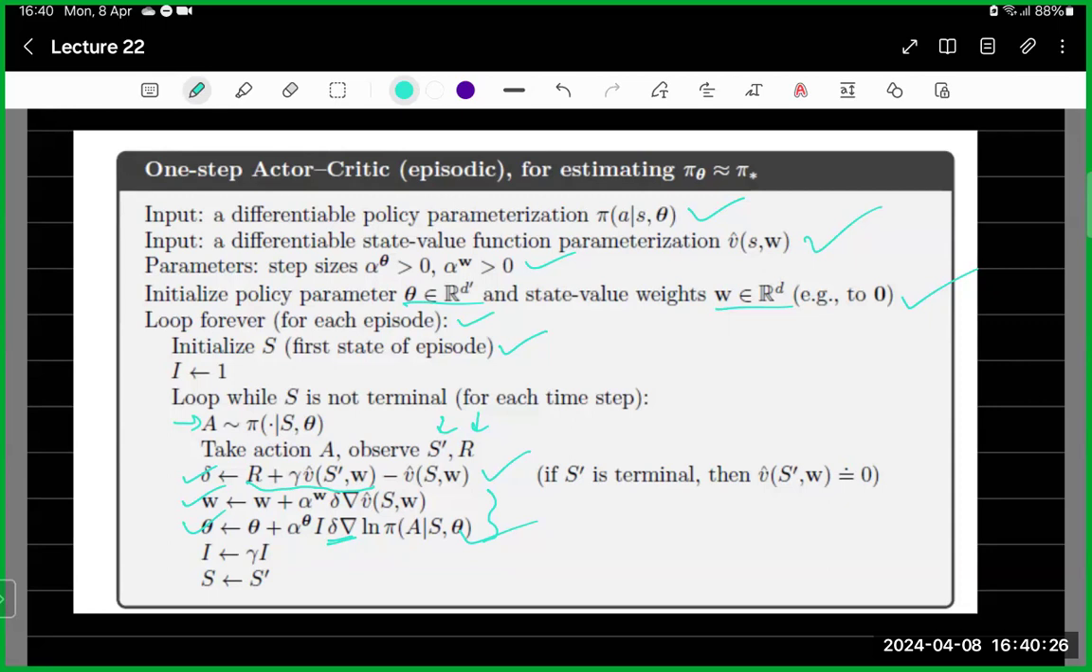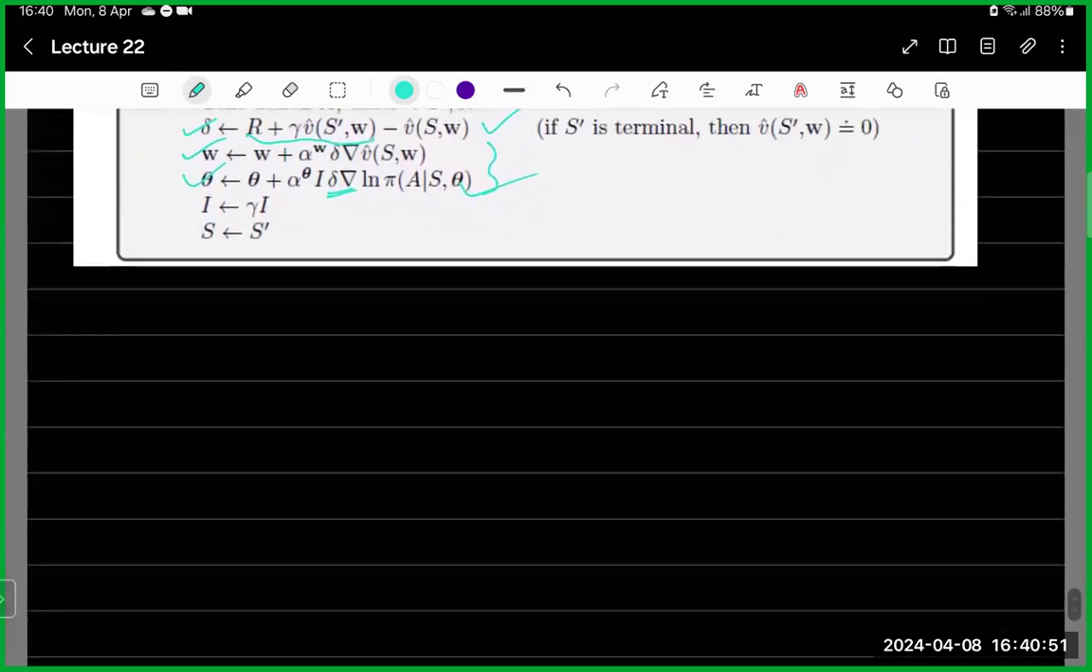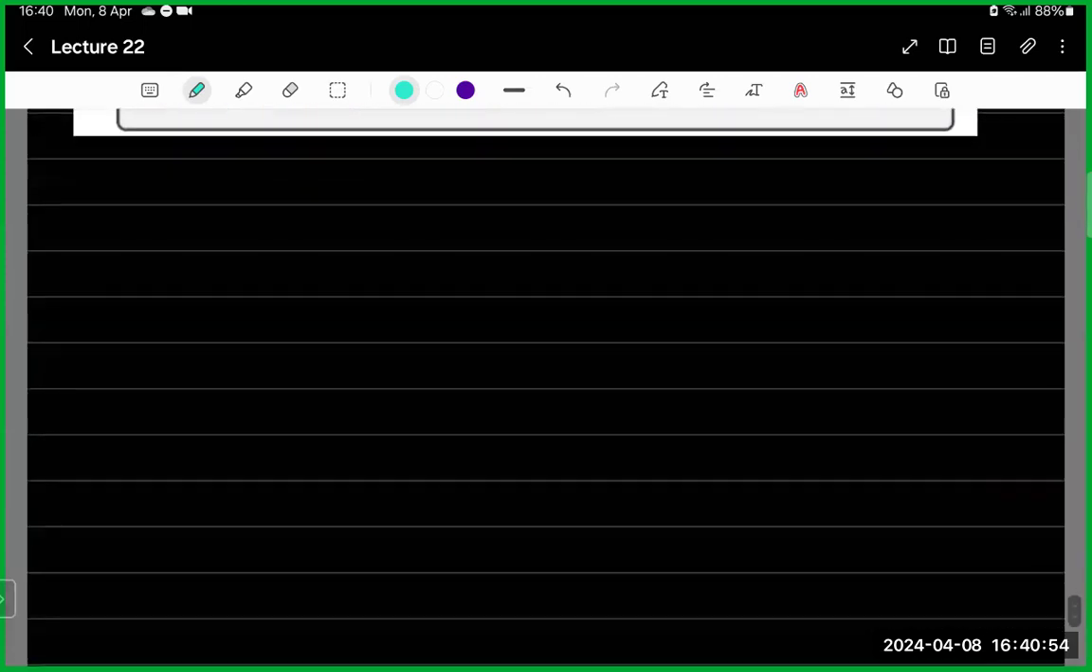So all the advantages of online methods will come in. For example, if it's a continuing MDP instead of an episodic MDP, you cannot use REINFORCE, because in a continuing MDP there won't be any terminal state. You will keep continuing forever, so your episode will never terminate. So you cannot use REINFORCE, but you can use this actor-critic method. So this is about REINFORCE with baseline, and actor-critic.